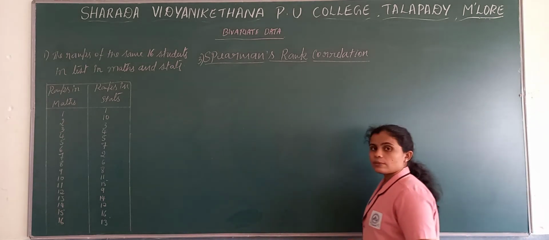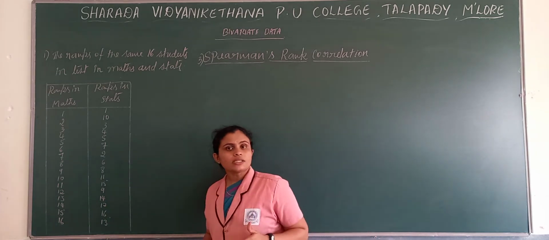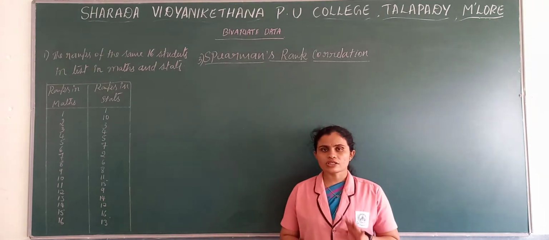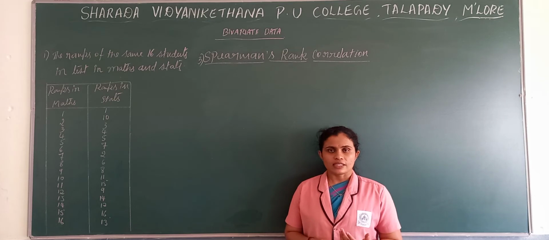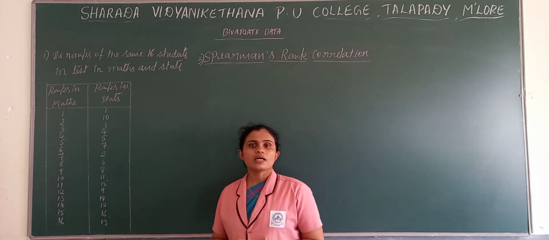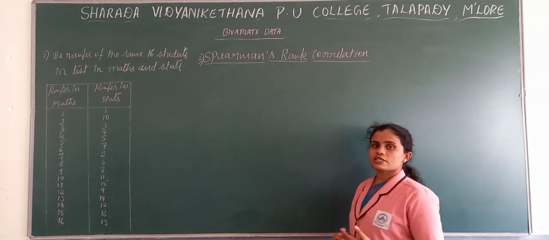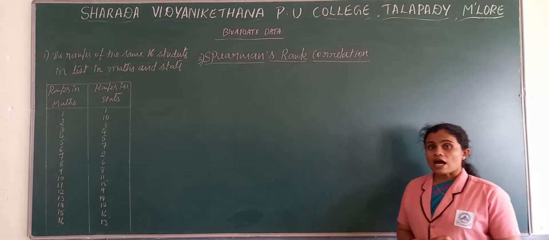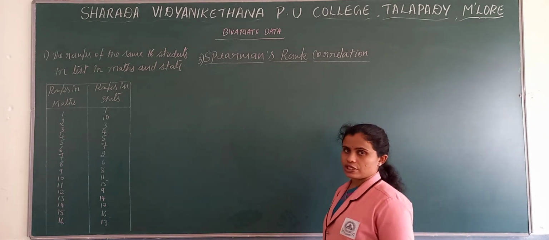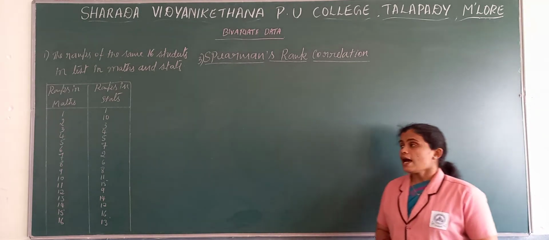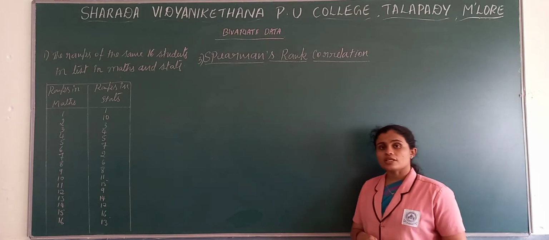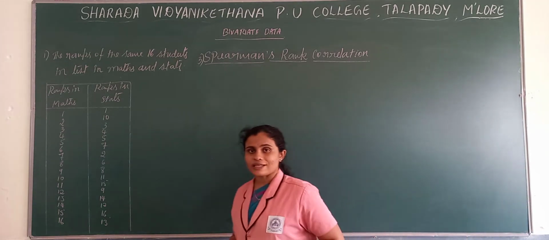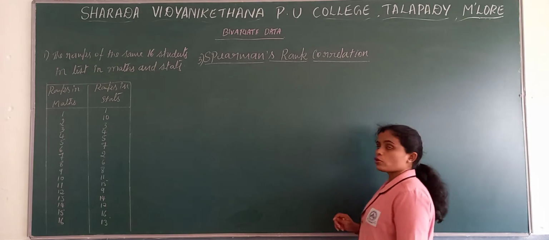Now we were discussing correlation, and as we know, in correlation there are three measures. The first one is the scatter diagram method, which we already discussed. Then we discussed Karl Pearson's coefficient of correlation in the last session, and today we will discuss the third and last measure in correlation, that is Spearman's rank correlation.